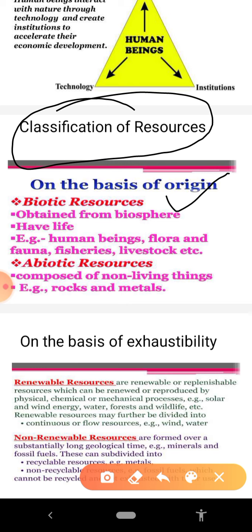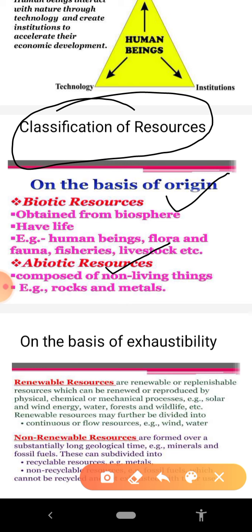Abiotic resources. These are the resources which don't have any life, or in other words, non-living components of the environment which can be used to satisfy our needs are termed as abiotic resources. We can take the example of rocks, we can take the example of metals.